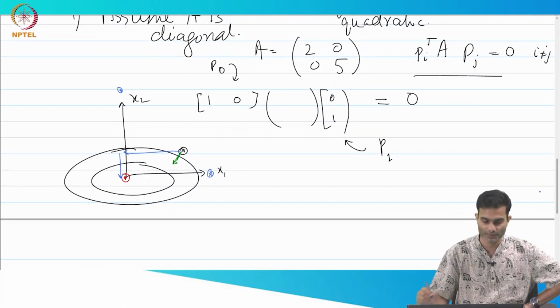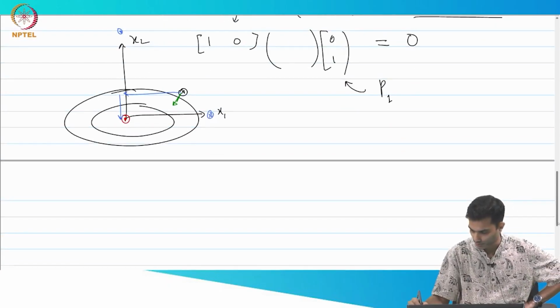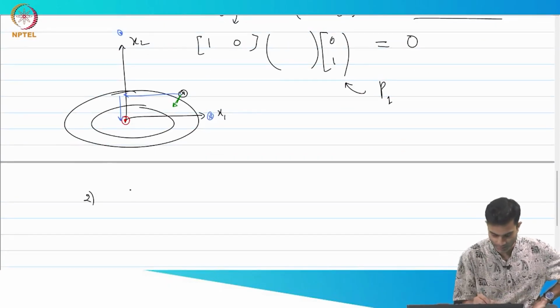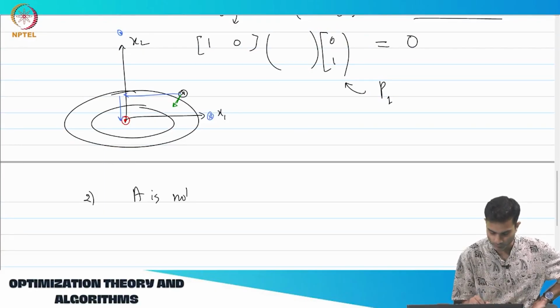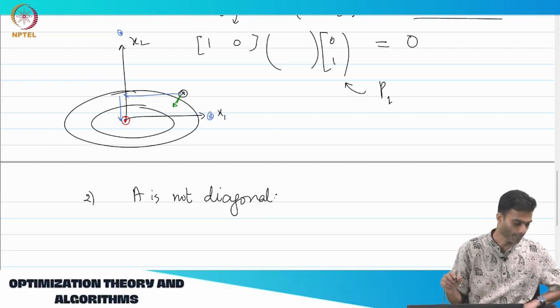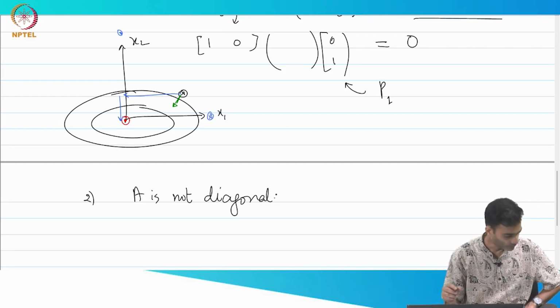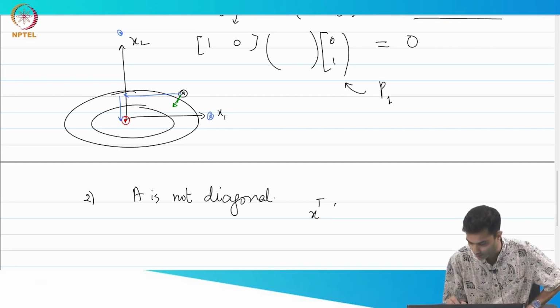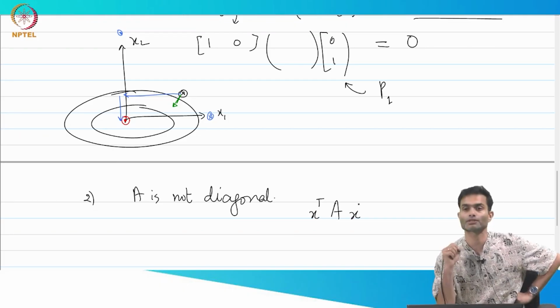The other case, which is quite simple to understand, is A is non-diagonal. So if A is not diagonal, we also did this with, yes, question.